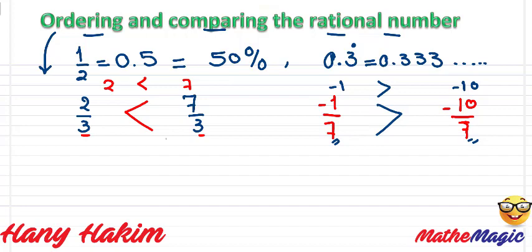But if we have two different denominators, something like 2 over 3 and 4 over 5, I can't do the same step. I have to make the denominators like each other. That means we are going to unify the denominators. How could I unify the denominators? I'll multiply this.